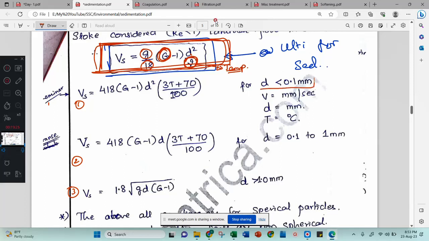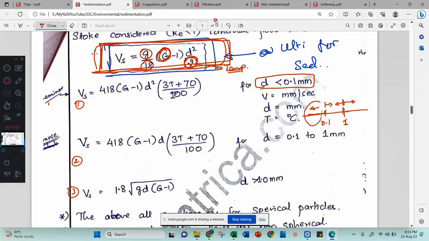If the diameter is less than 0.1 mm, I will draw a chart here. Let us consider one scale is 0.1 mm, another scale here is 1 mm, and another scale here is greater than 1 mm. Now look at here, I have a scale here. The particles less than 0.1 mm are here, the particles in between 0.1 mm and 1 mm are here, and the particle size more than 1 mm is here.